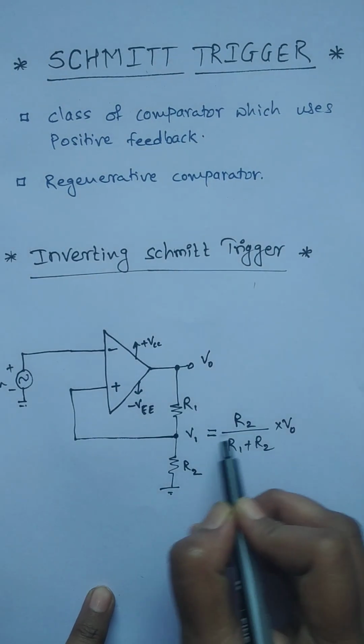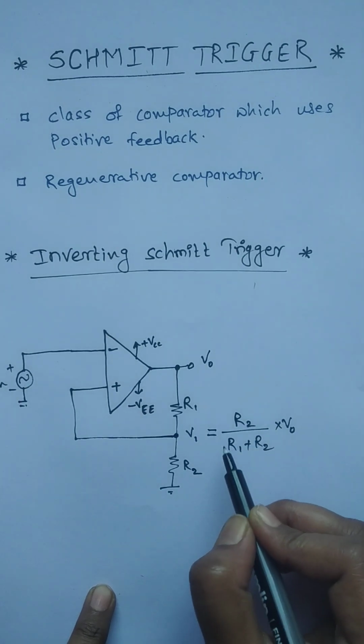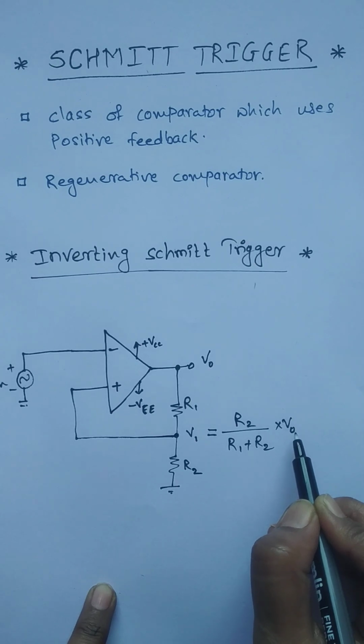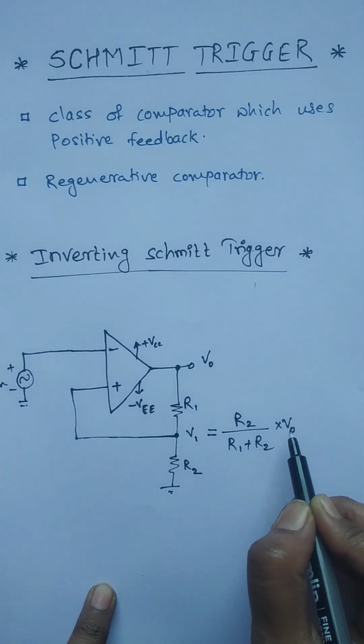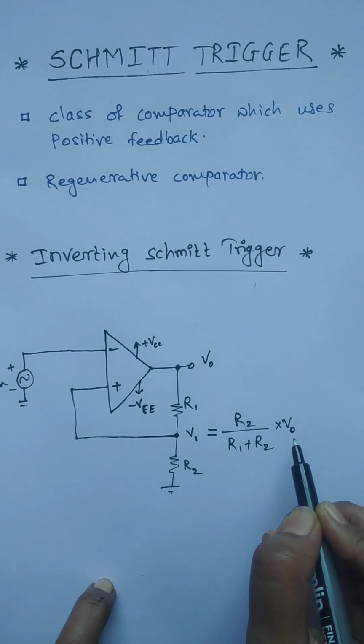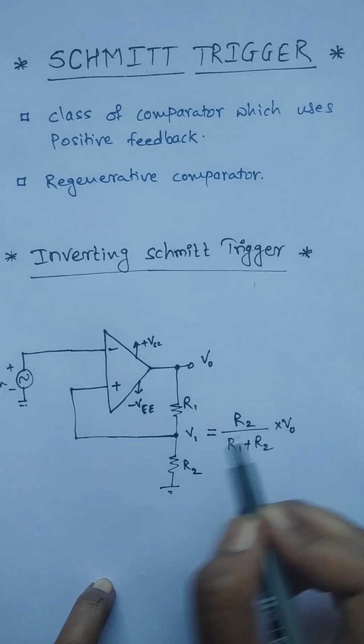Now you can see that this fraction, R2 upon R1 plus R2, will be fixed, but V output will change. So V1 will be dependent on the value of V output. Now let us see the function of this.